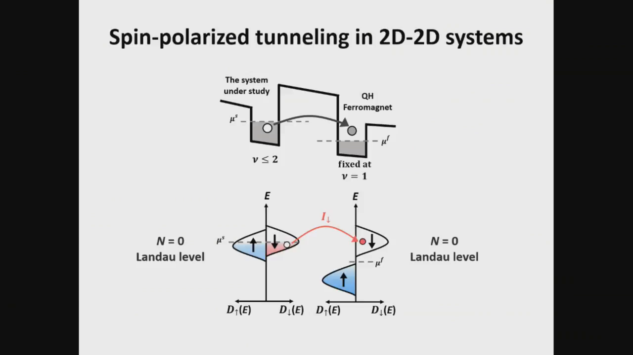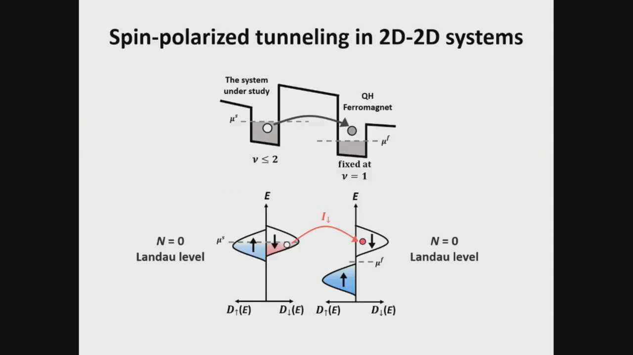Let's imagine two parallel layers of two-dimensional electron systems, where one layer is fixed at filling factor 1, so that this system is fully spin polarized. In the meantime, we can tune the density of the system under study. So here the idea is that we use this ferromagnet as a probe to study the spin polarization of the occupied states in the system under study.